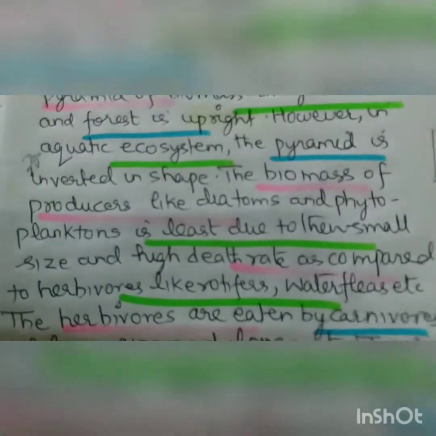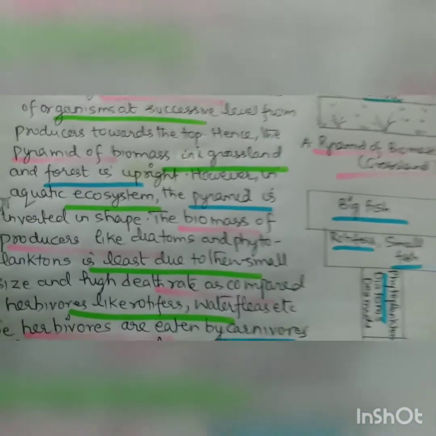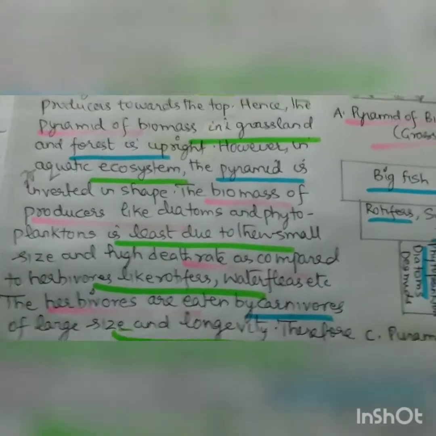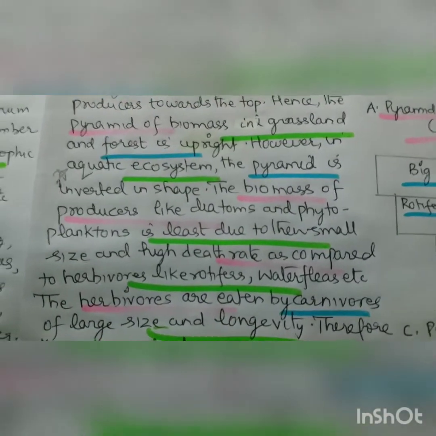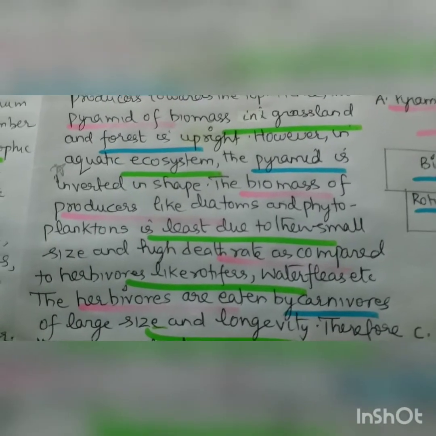So now we have three very important points. First, the pyramid of number in forest is spindle shaped. The pyramid of number in the parasitic chain is inverted. Here also the pyramid of biomass in the aquatic ecosystem is inverted.